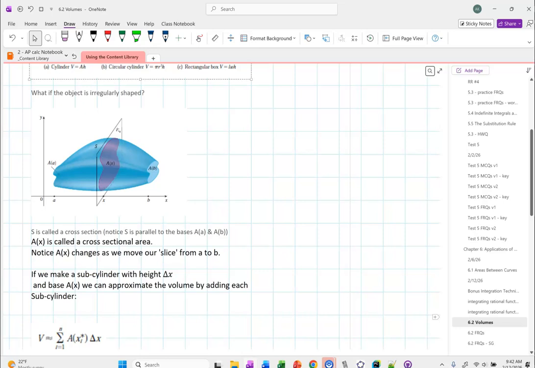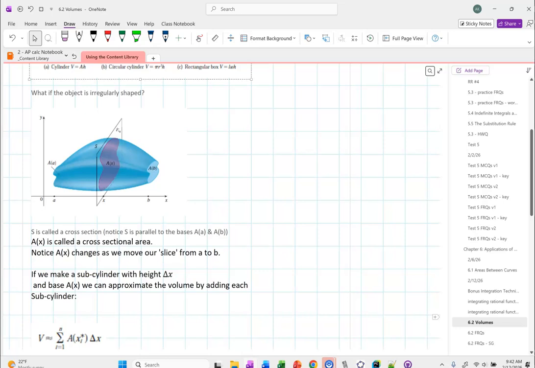Everybody okay? All right. So this example figure, this cross-sectional slice, this A of x is called our cross-sectional area. And we've observed that as we change our slice, as we go from A to B, the cross-sectional area is going to be different because it's smaller down here, bigger in the middle, and then smaller again at the end. At every slice it's a different area, which means that the cross-sectional area is like a variable. We're going to have to represent it with an expression in terms of x.